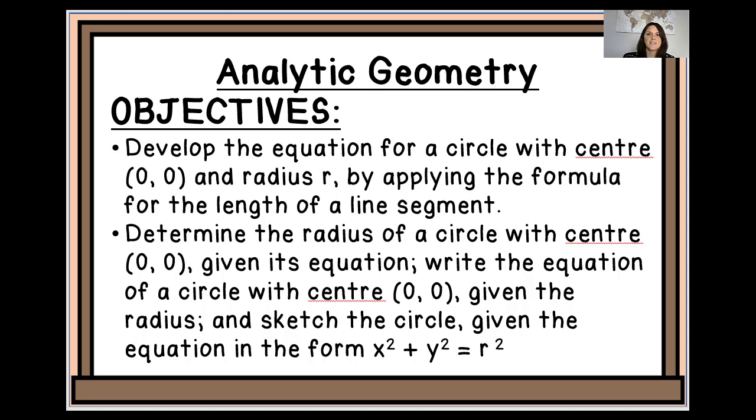Hi everyone, today's lesson is on analytic geometry. We're going to be focusing on the circle. We're going to be developing the equation of a circle with the center at 0, 0, the origin, with the radius of r, and we're going to do this by applying the formula for length of a line segment. Go ahead, grab a piece of paper and a pencil, and let's get started.